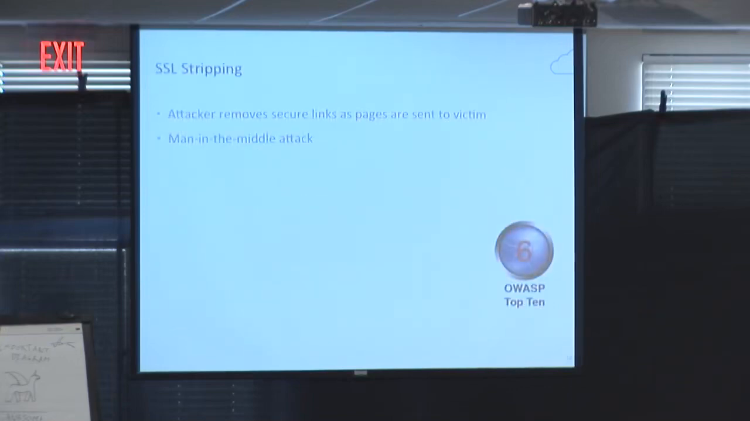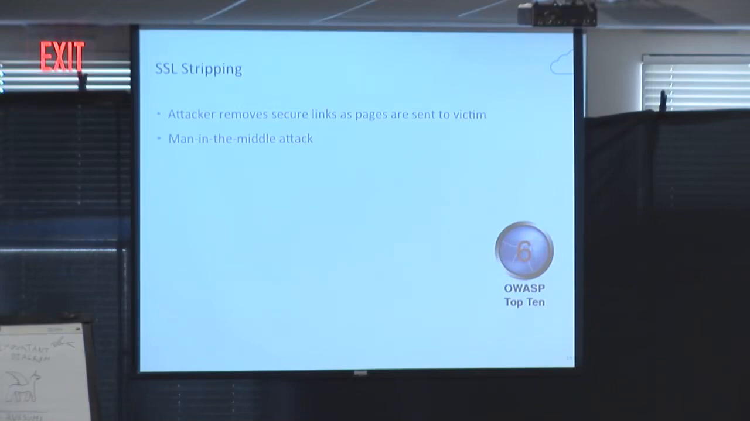All right, so number 6 on the OWASP top 10 is sensitive data exposure. It covers several things dealing with not encrypting your data either at rest or in transit. There's an attack on this that's fairly common called SSL stripping.